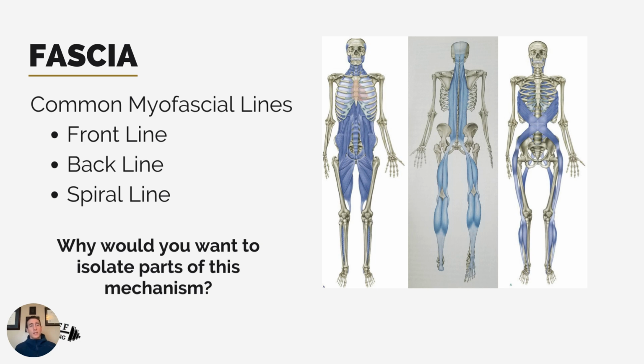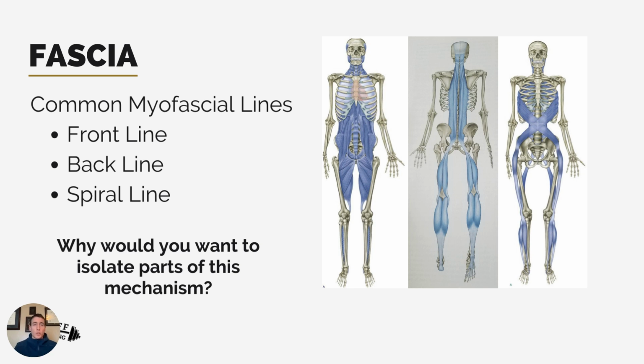Last slide, what is fascia? These are the common myofascial lines. These are the lines of tension that literally hold your body together. The main ones are the front, back, and spiral line. And we're going to go into fascia much more as the program progresses. This is a huge part of rehab.